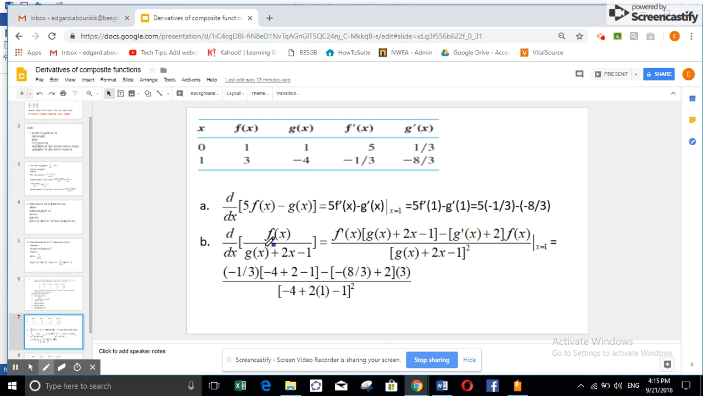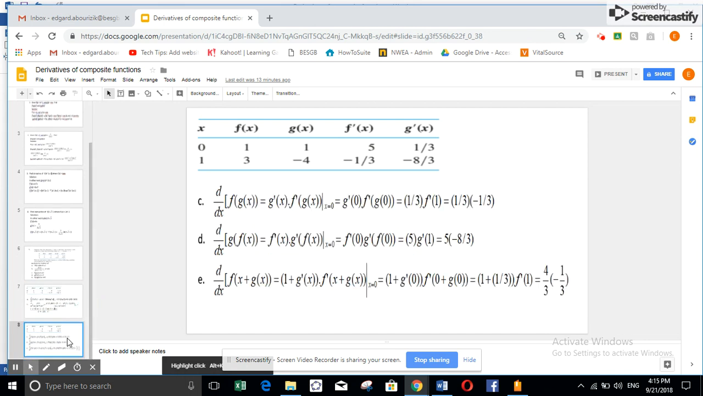So I just replace. This is of the form u over v. The derivative is u prime, f prime, times v, minus the derivative of the denominator, g prime of x plus 2, times f(x), over the denominator squared. I want it also at x equal to 1. So f prime of 1 here is minus 1 over 3. g(1) is minus 4. x is 1, so plus 2 minus 1. g prime of 1 is minus 8 over 3. f(1) here is 3, as you can see, over g(1) plus 2, because all at x equal to 1, is minus 4, and x is 1 squared.